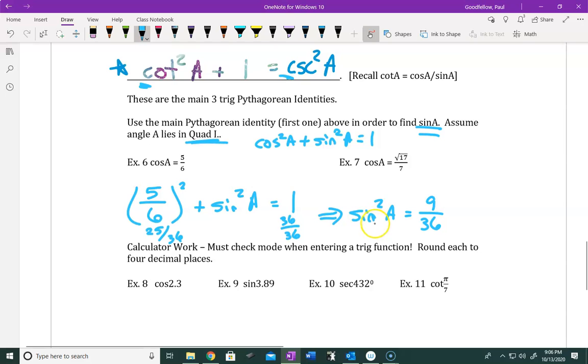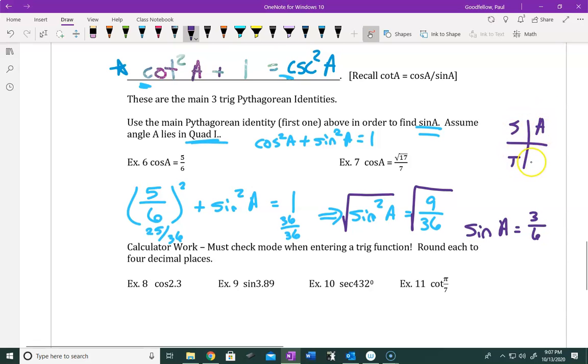Now, it's written as a square, which means I need to take the square root, and the answer for sine of A would be the square root of the top, which is 3, and the square root of the bottom, which is 6. And it would be positive because it's in the first quadrant. It wouldn't be negative because sine is positive in the first quadrant, based on ASTC. First quadrant, all things are positive.